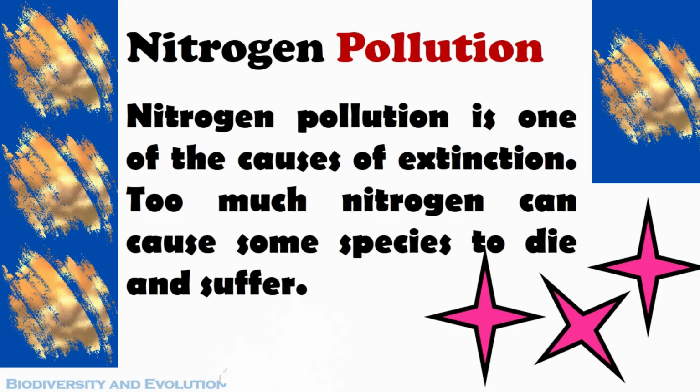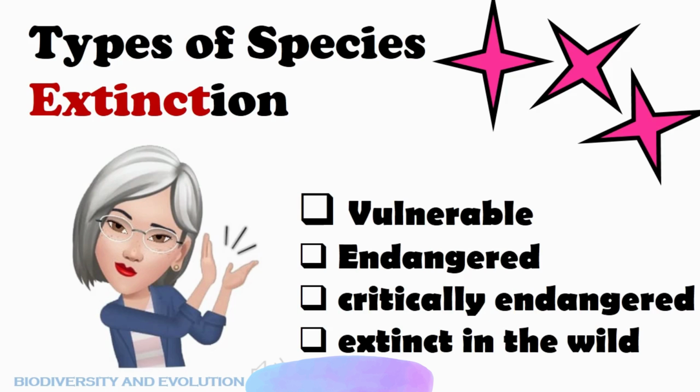Nitrogen pollution is one of the causes of extinction. Too much nitrogen can cause some species to die and suffer. There are also four types of extinction: vulnerable, endangered, critically endangered, and extinct in the wild.